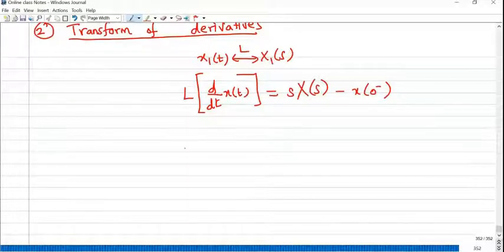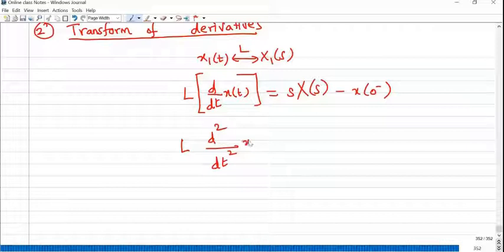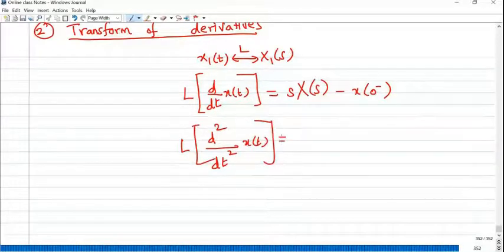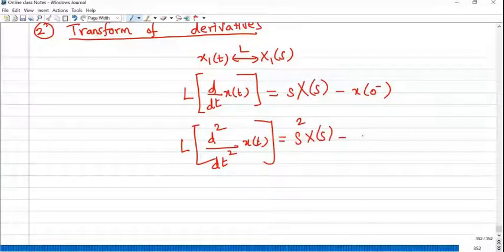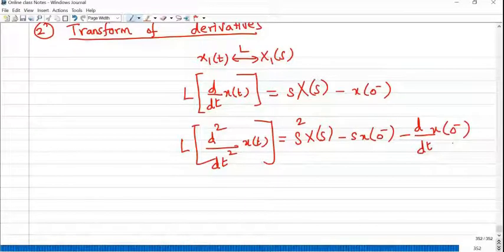So in the same manner, suppose the second order derivative, d square by dt square of x of t. The result is s square x of s minus s x of 0 minus d by dt of x of 0. Here x of 0 represents x of t at t equal to 0. If we are assuming the initial values are 0, the Laplace transform of d by dt of x of t is s into x of s. Remember that the Laplace transform of d square by dt square of x of t is s square into x of s.